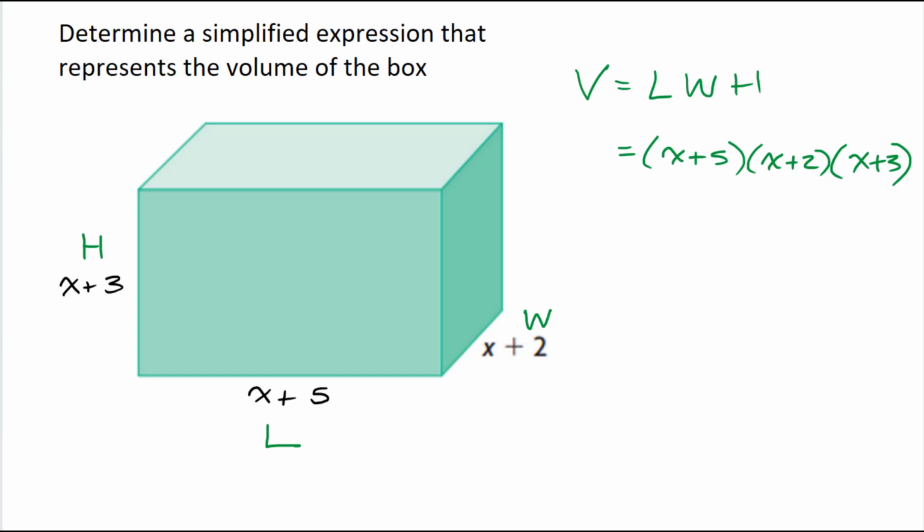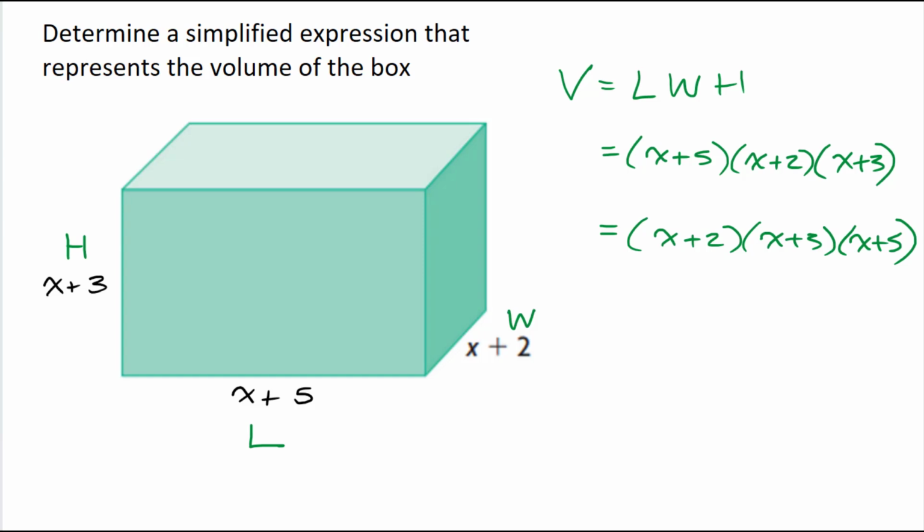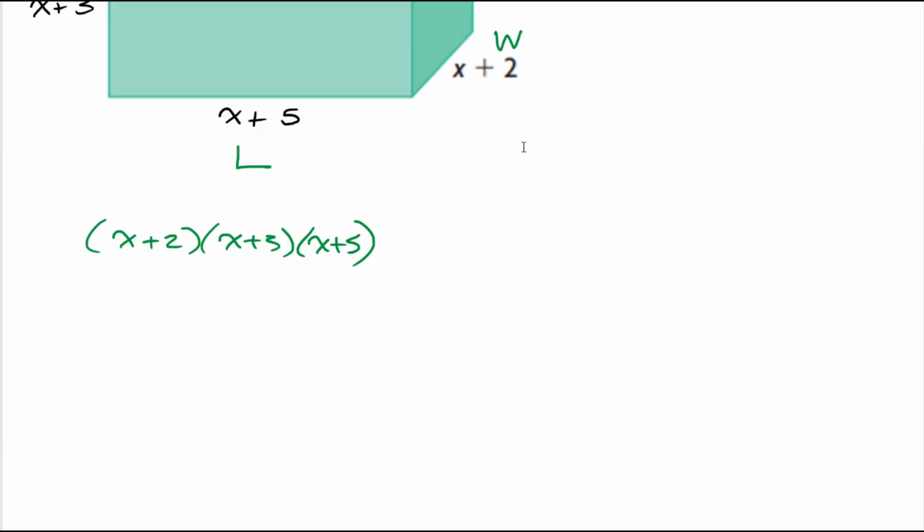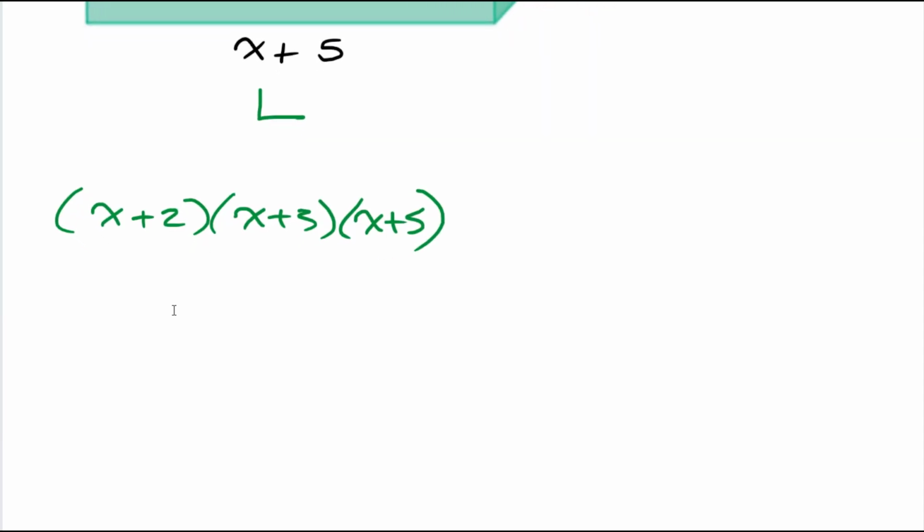Remember, multiplication is commutative and associative, so it actually doesn't matter which order we put these in. I could scramble this up and go x plus 2 times x plus 3 times x plus 5. I could put it in any order I choose. Whatever I think is the easiest way of multiplying here is the order I'm going to put them in. So you choose the order. So let's just copy this down, and I'm going to move it below the diagram so I have a little more room to work. Okay, so I've just copied down the expression I wrote here.